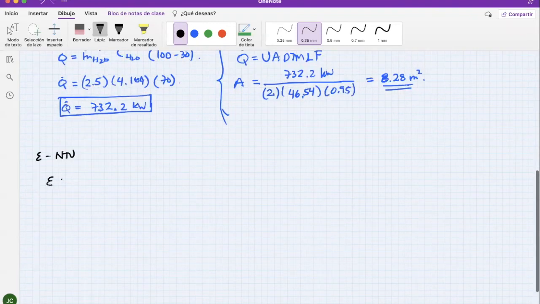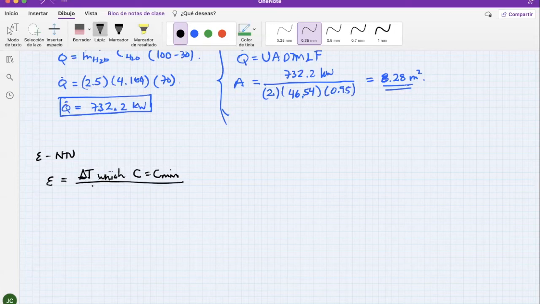Let's just start with effectiveness. Effectiveness is delta T of the one that is higher. So delta T, which C equals to C minimum. What I mean by this is delta T of the substance that has the C equals to C minimum. I have already explained that in another video, so you can think about what is going on with this. And this is delta T maximum.